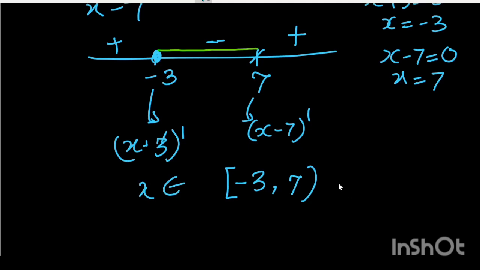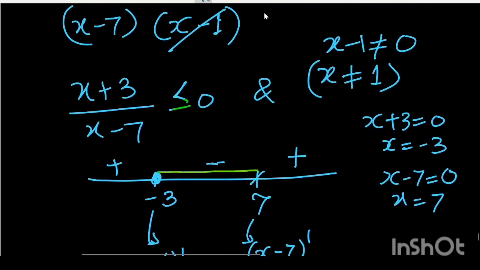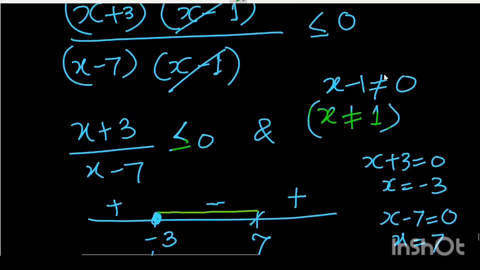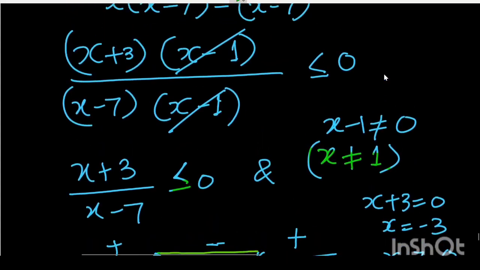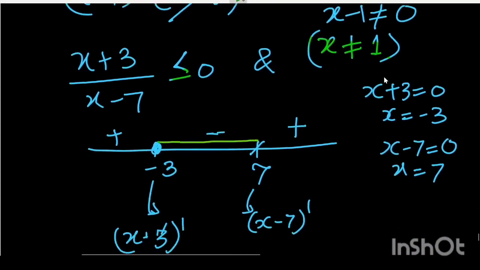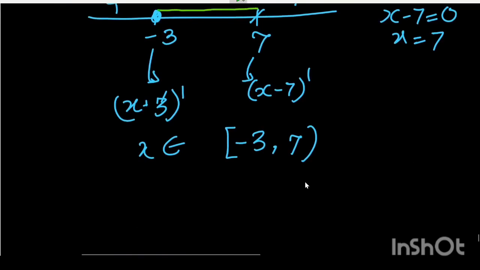But here we need to exclude x = 1, because we cancelled out the factor (x - 1) in the numerator and the denominator. So x = 1 should not be a part of the solution. So we need to exclude 1, because 1 belongs to this interval -3 to 7. Okay, so that's how we can do it.